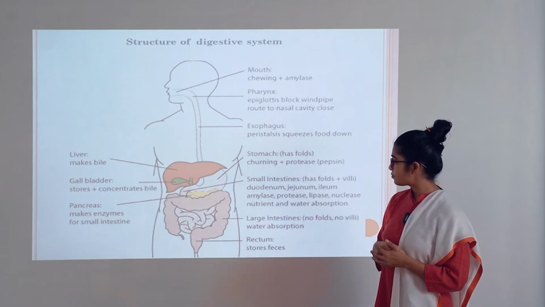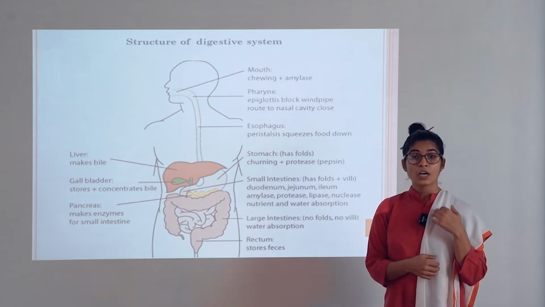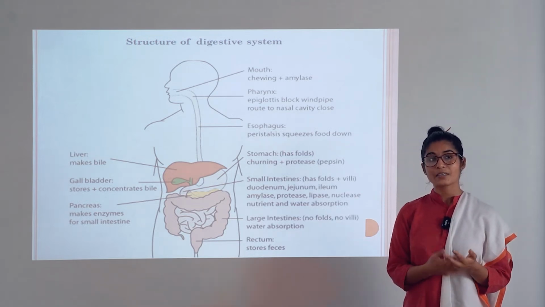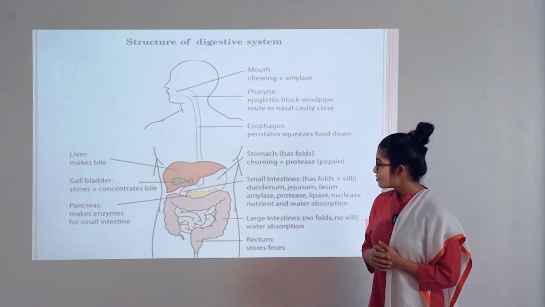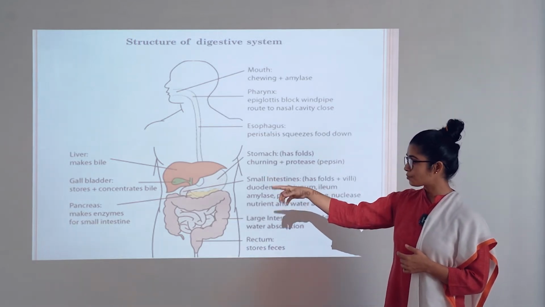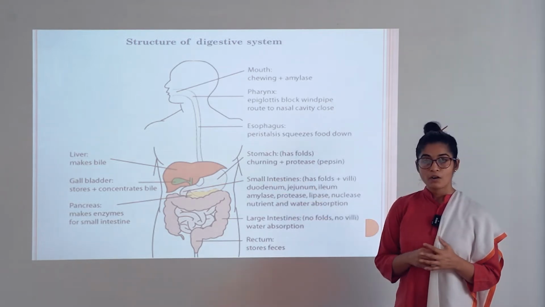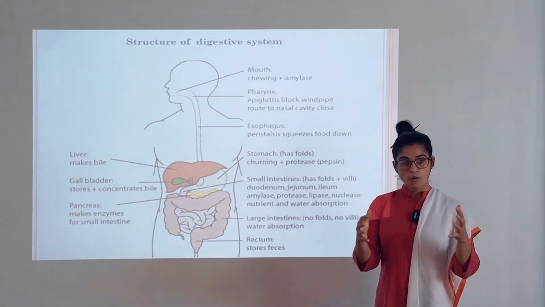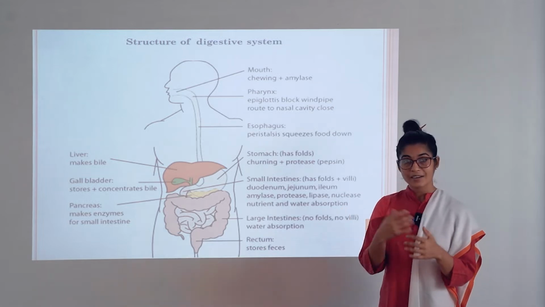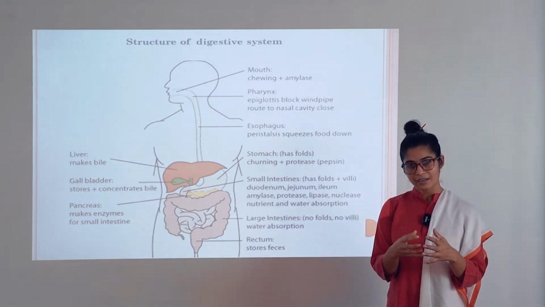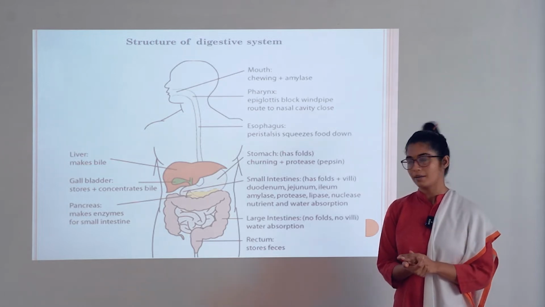Then we see there's a liver. What's the function of the liver? It produces bile, and bile is important for the digestion of the food. Next, we see the gallbladder, just along with the liver. What is the function of the gallbladder? The gallbladder stores the bile. Bile is released from the liver, then the gallbladder stores it, and whenever our body needs it, the gallbladder releases the bile.